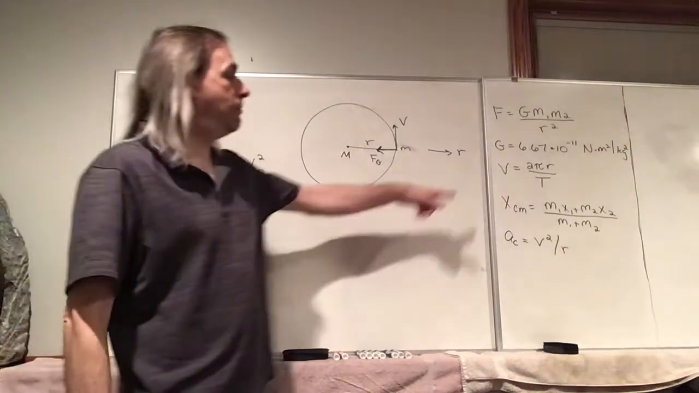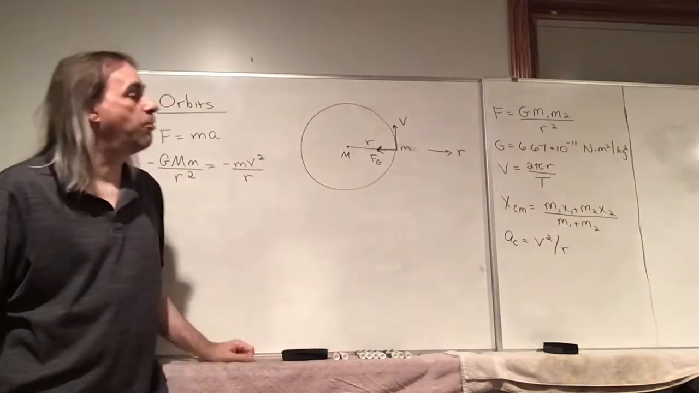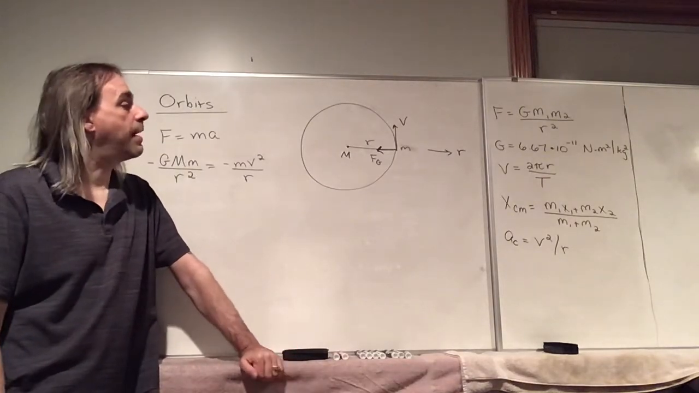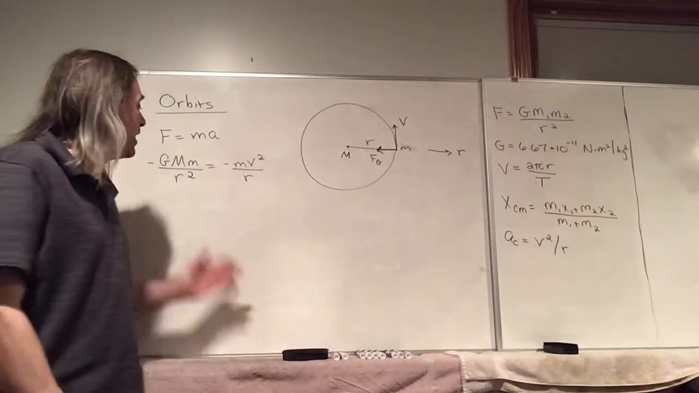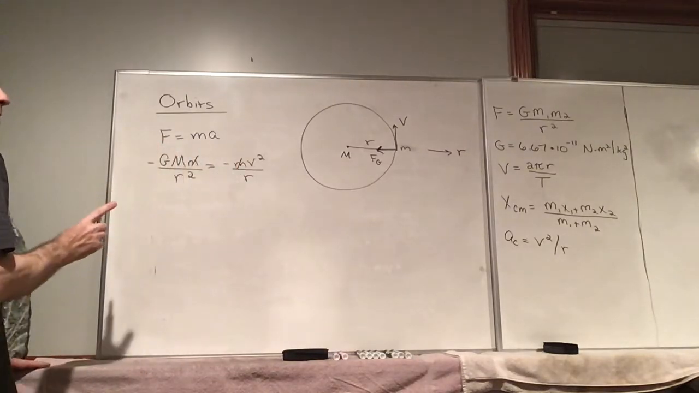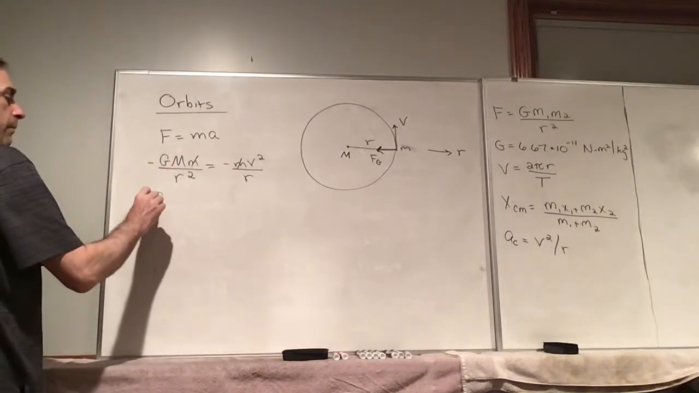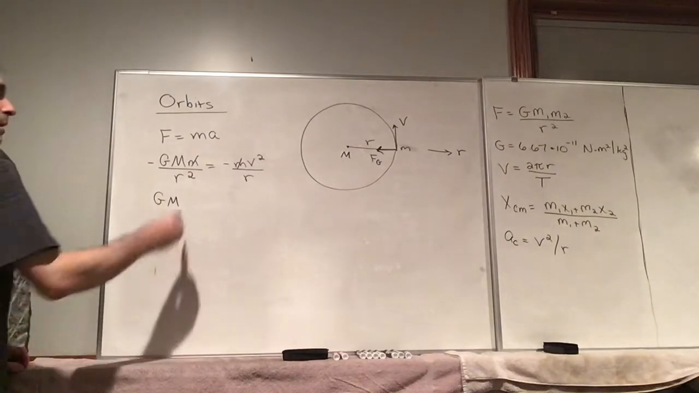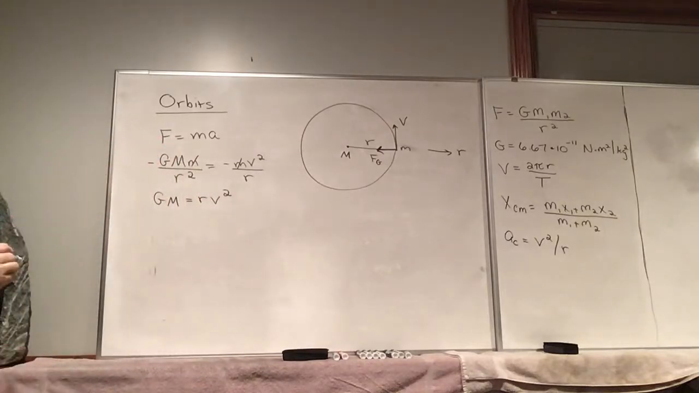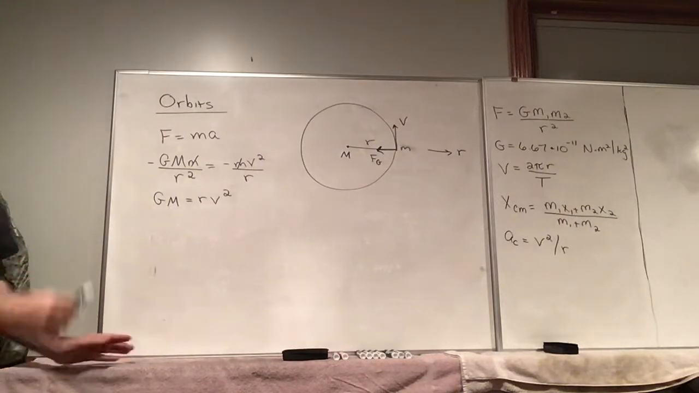But anyways, speed is distance over time. So after one cycle, we've got a distance 2 pi r in a time equal to 1 period. So that would be v. So what we get is this equation. We can clean it up a little bit by crossing off this m. And we can also multiply by r squared and get rid of this minus. So we have GM is equal to r v squared.